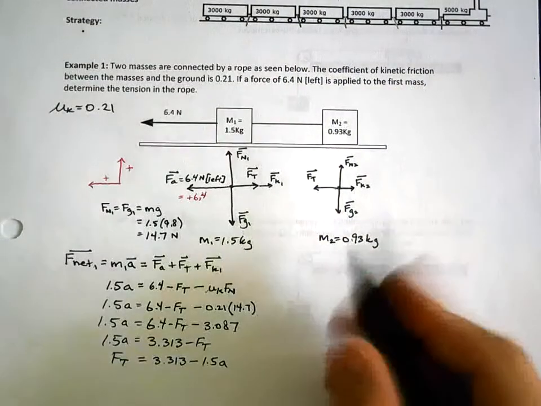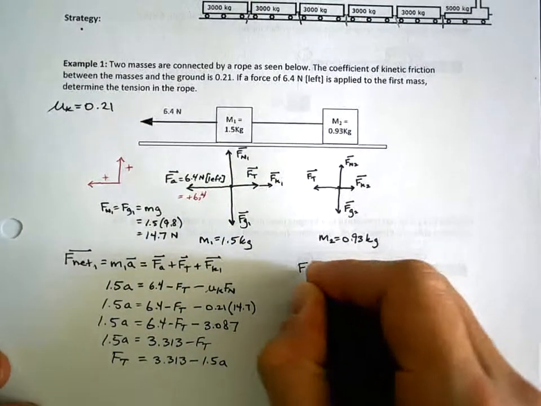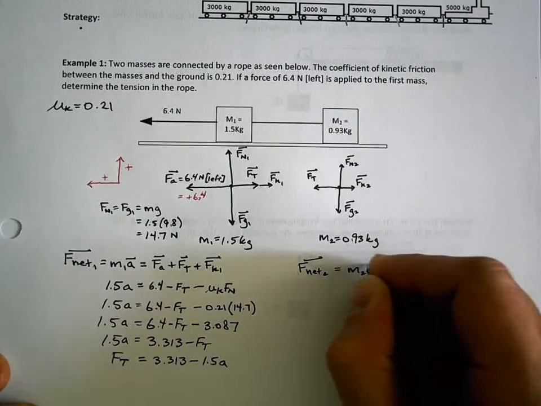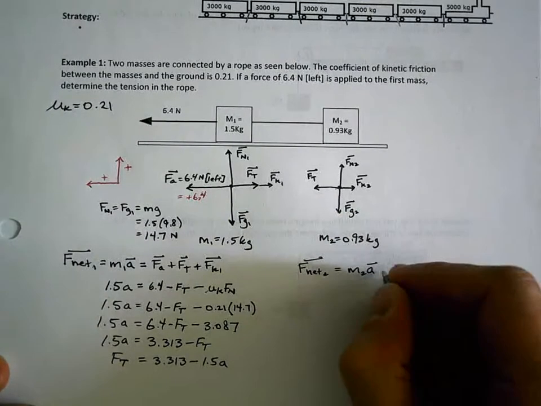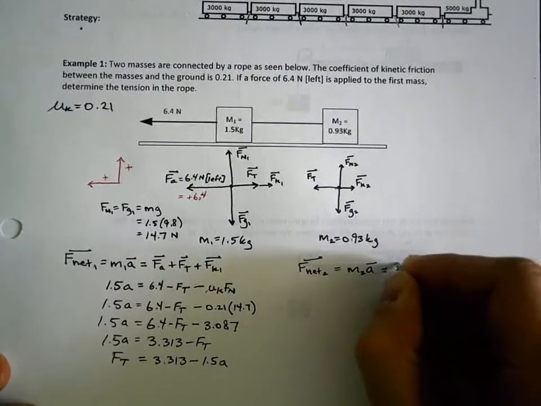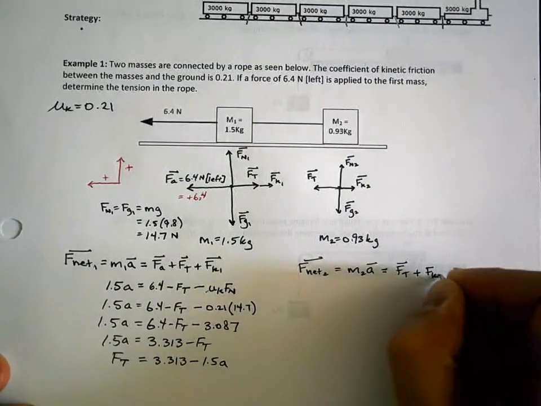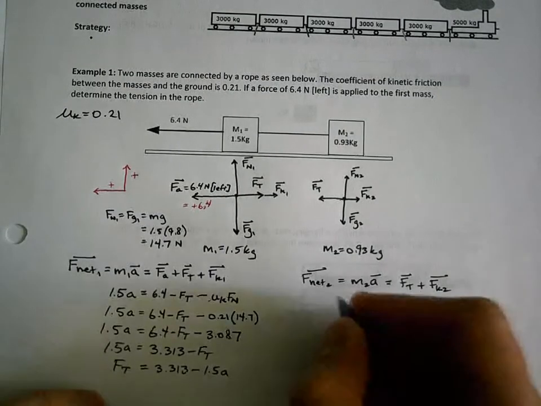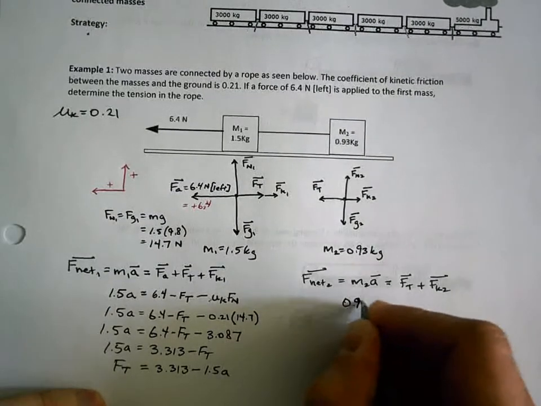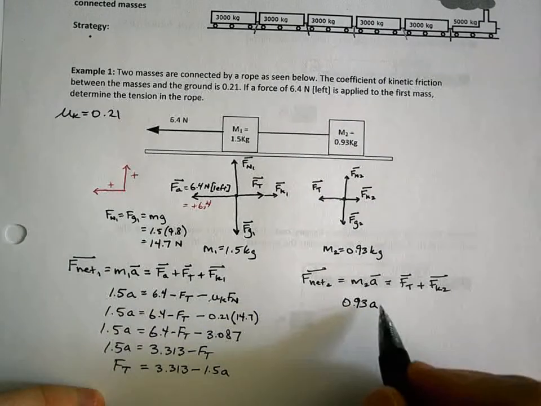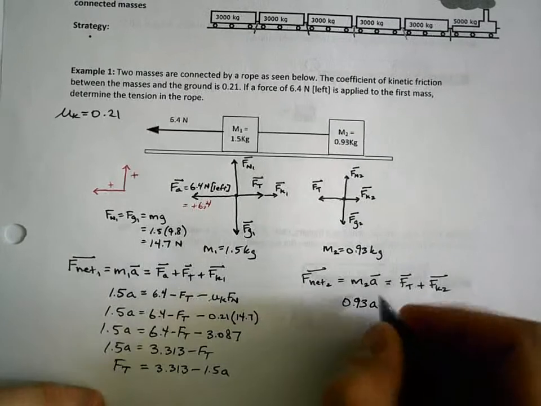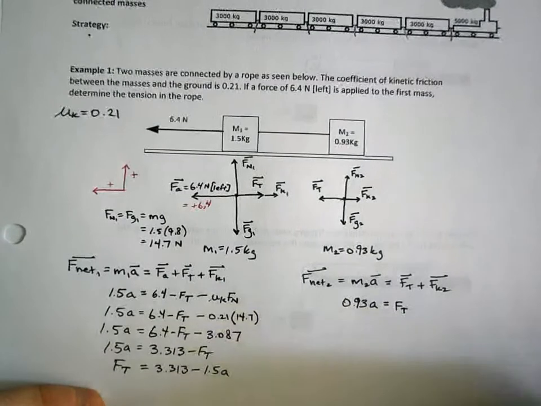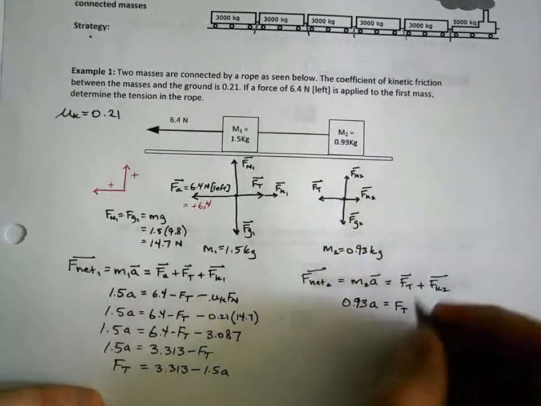So let's do that. Let's go over here and look at block number 2. Again, we're going to look at Fnet, block number 2, which is equal to mass 2 times acceleration. Remember, acceleration is the same for both blocks. And we're going to add up all the forces. That's Ft plus Fk2. Now, let's deal with these vectors. So this is going to be 0.93 times a. I know a is going to be positive because I know they're accelerating to the left. Ft, well, I know Ft is to the left, so it's going to be a positive value, whatever that value is. And Fk is to the right, so it's going to be negative.